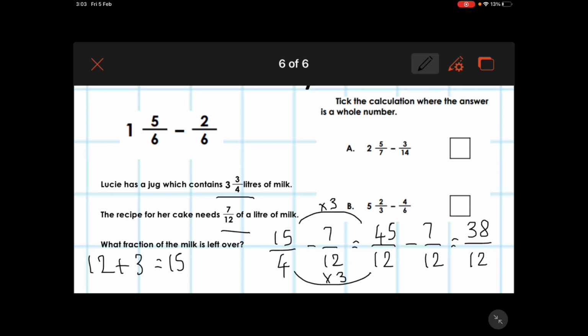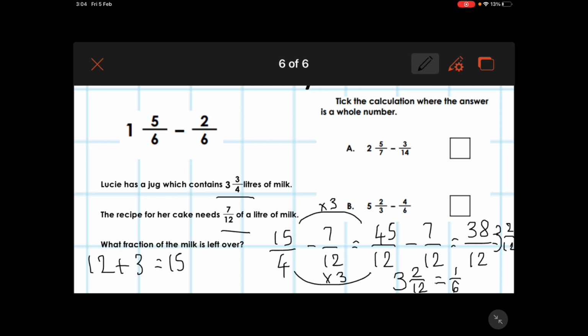38 divided by 12. How many 12s are there in 38? 12, 24, 36. There are 3 wholes with 2 12ths remaining. Now this can be simplified further, and I've run out of room again. I'm going to squeeze it on at the bottom. 3 wholes and 2 12ths. And I'm going to divide 2 12ths by 2. 2 divided by 2 is 1, and 12 divided by 2 is 6. 3 wholes and 1/6 of the jug of milk is left over once the cakes have been made.